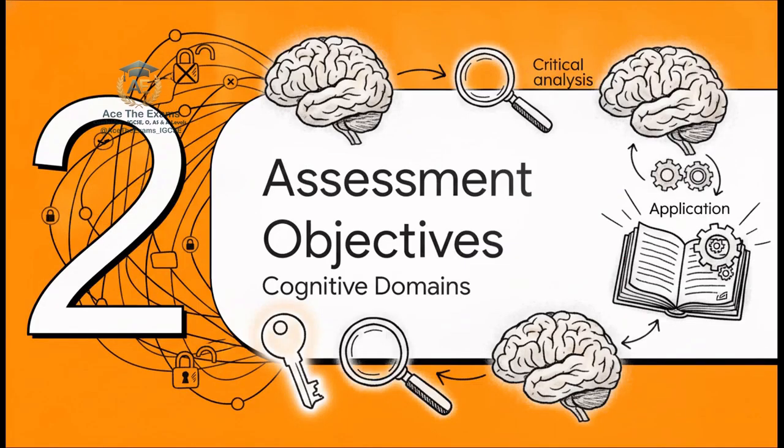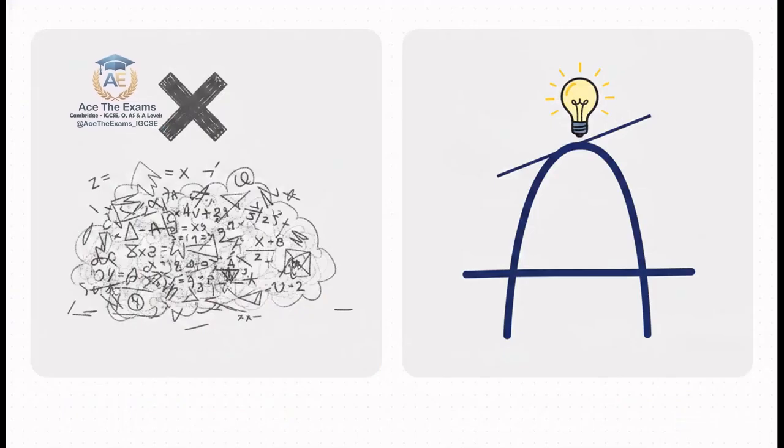Moving right along to Section 2, decoding assessment objectives and unlocking the cognitive domains. To stop being an Alex or a Sam, we really need to unlock the cognitive domains that Cambridge actually tests. You aren't just being tested on rote knowledge, you're being tested on application and critical analysis. Cambridge explicitly prioritizes analytical depth over superficial breadth. Now, superficial breadth is just crunching the numbers. Analytical depth, on the other hand, is logical, structured reasoning.